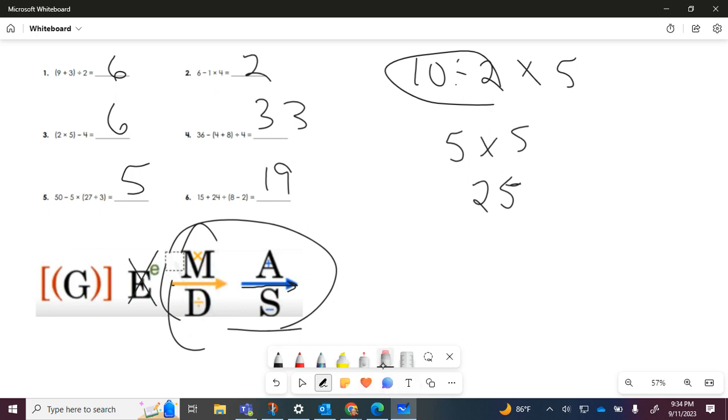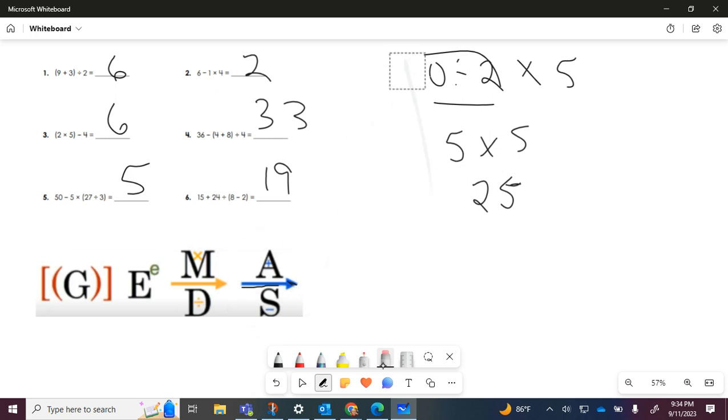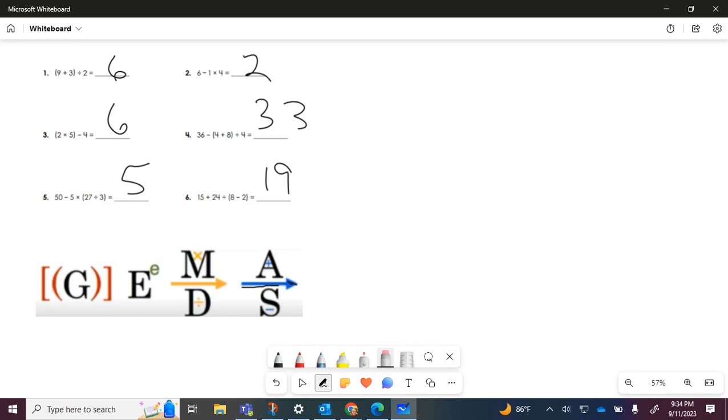So whatever is on the left, when you're doing addition and subtraction, or multiplication and division, if those are together, then go with whatever's on the left. All right, hope that helps.